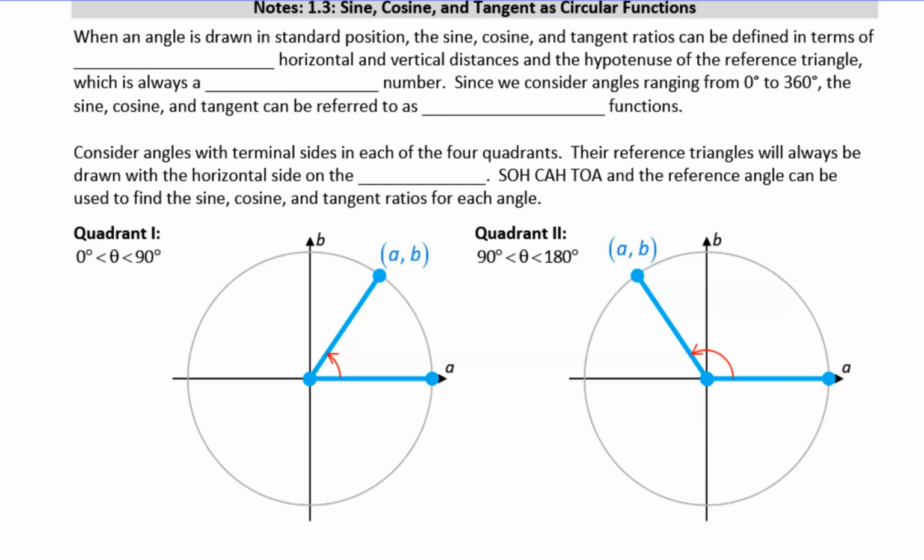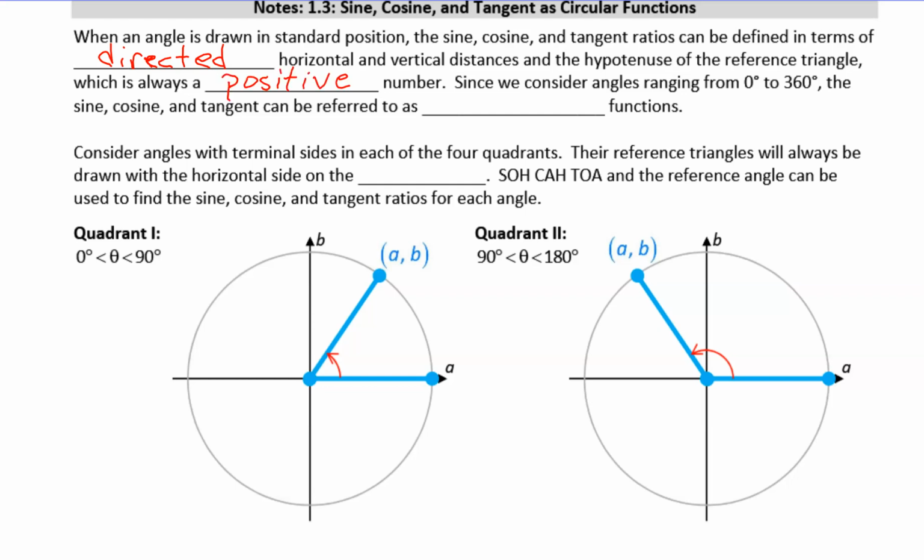In this section, we'll be looking at sine, cosine, and tangent using what are called the circular function definitions. When an angle is drawn in standard position, the sine, cosine, and tangent ratios can be defined in terms of directed horizontal and vertical distances and the hypotenuse of the reference triangle. By the way, the hypotenuse is always a positive number.